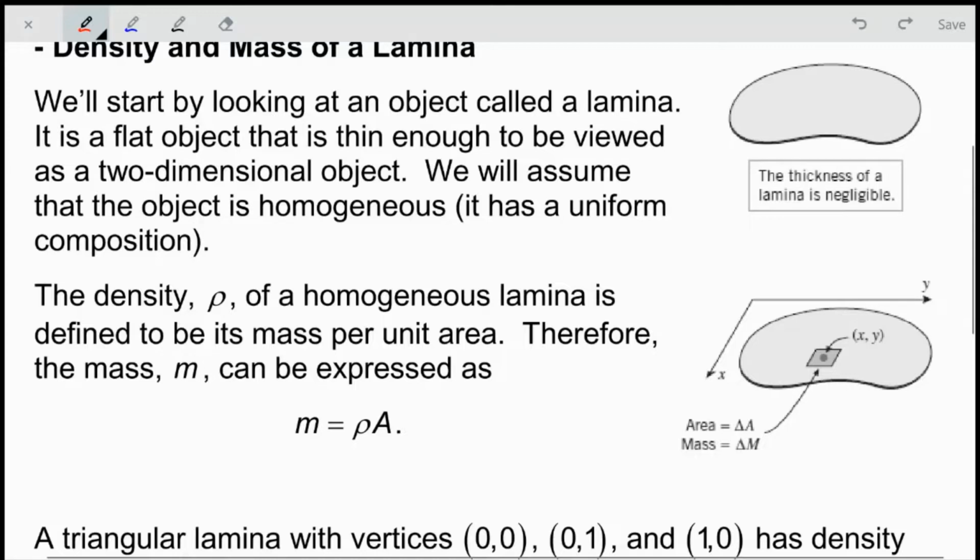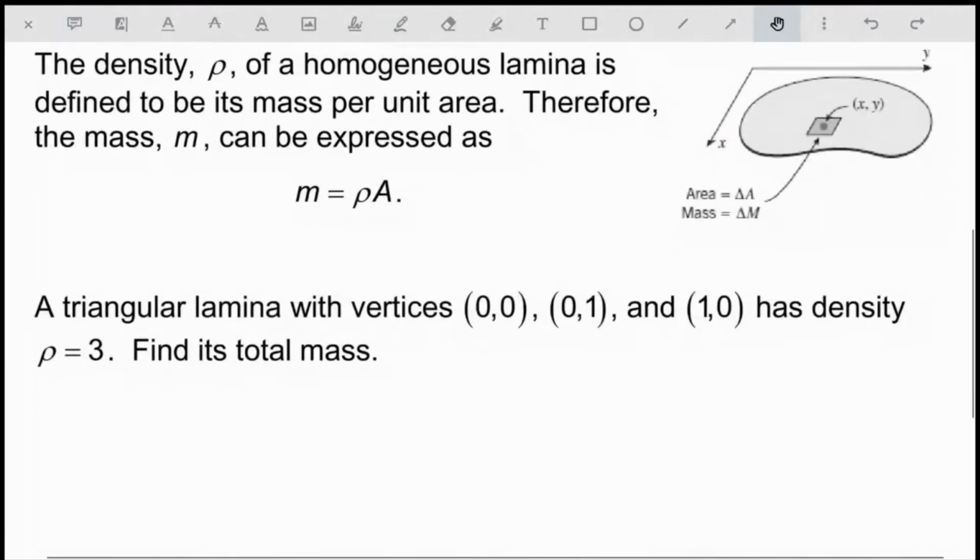Okay, so the main idea here is if I have a constant density, then all I have to do is break this thing apart. You can see over here we've got this irregularly shaped lamina. If I want to find the total mass, all I have to do is break that into a bunch of subregions, multiply the area times the density, and then add those all together, and that's going to give me the total mass of that lamina. So it's not that difficult to do.